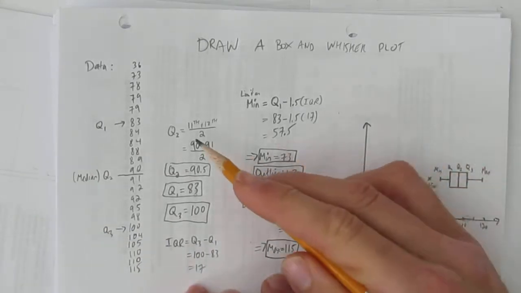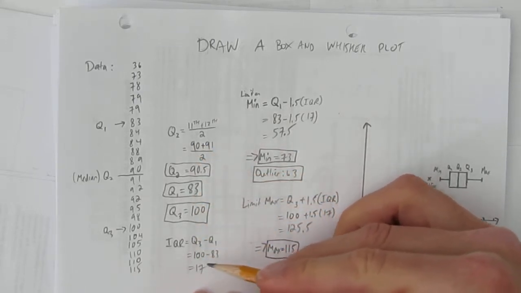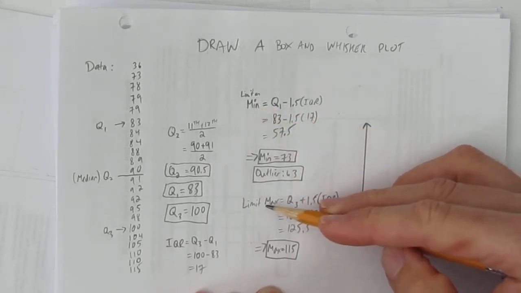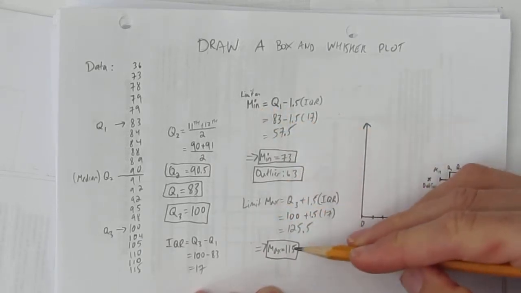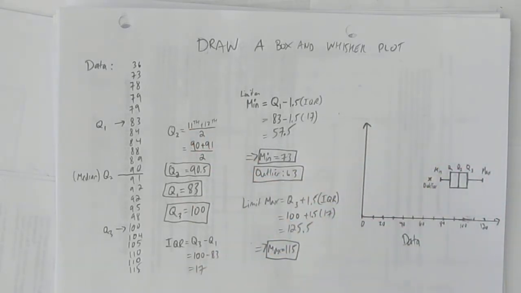You'll calculate Q2, then Q1 and Q3. You'll find the interquartile range, and use that to determine the limit on the min and the limit on the max. That'll tell you the true min and the true max of the data and any possible outliers. Then you draw your box and whisker plot.